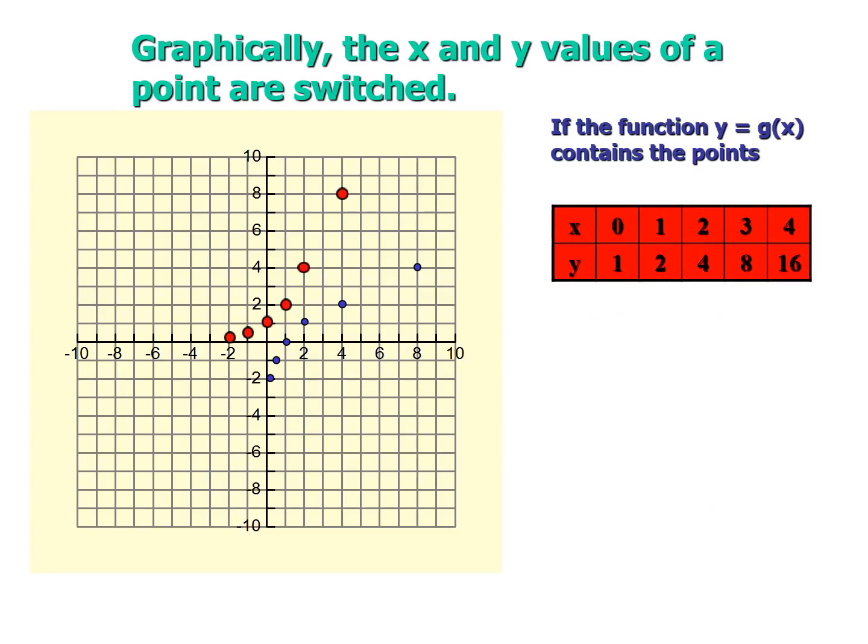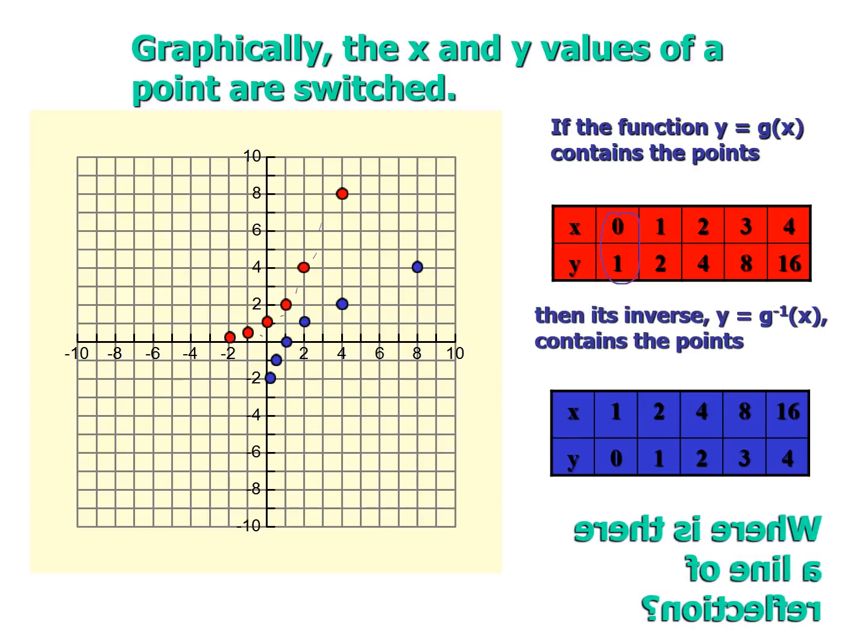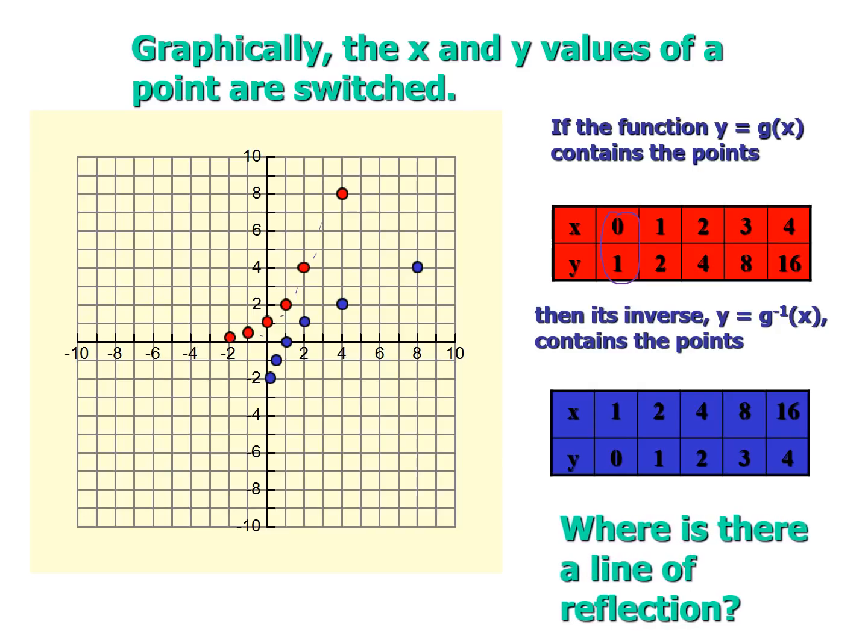Another way that we can understand switching the x and y values is if we were to look at a table. So if this little red table of x and y values generated these little points on this graph, then all we would have to do to find the inverse function is to switch those points, just like we did when we were given points. So all of the x values become y values now in our table, and all of the y values become our x values in the table.